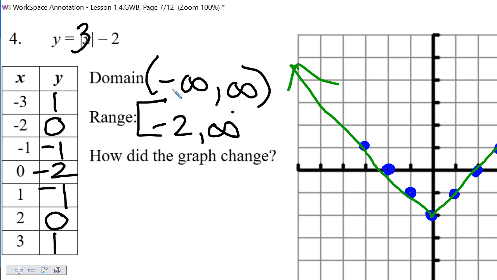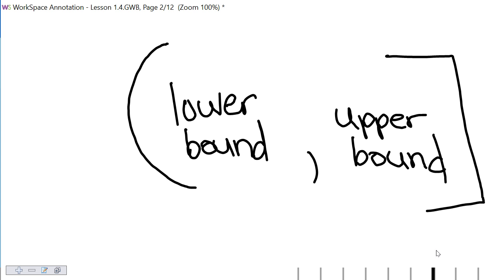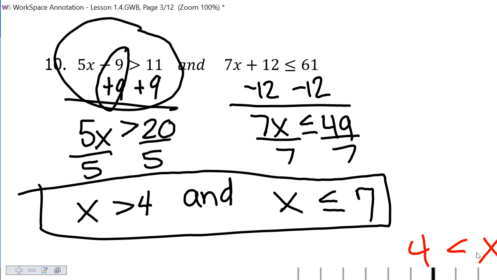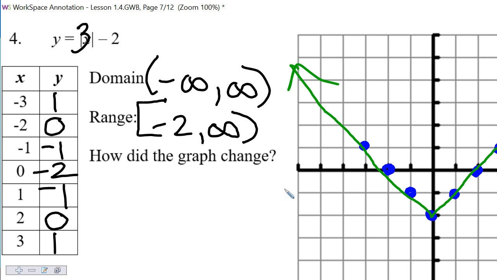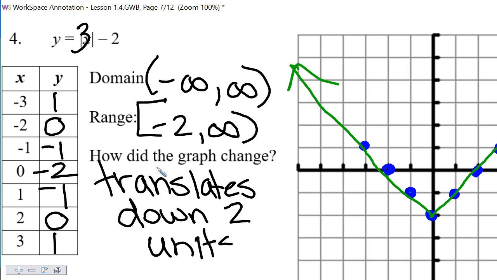Now, how does this one change? Remember, we are comparing it to our parent function. So the parent function has its vertex at 0. Does problem number 4 have its vertex at 0? No. So which way does the vertex move? Down 2 units. So we need to say translate down 2 units. So it translates down 2 units.